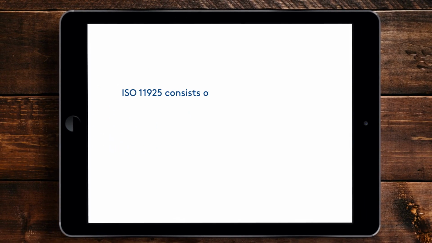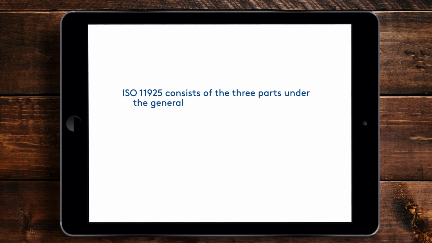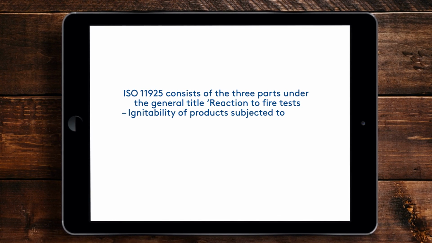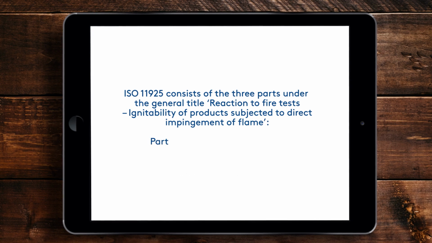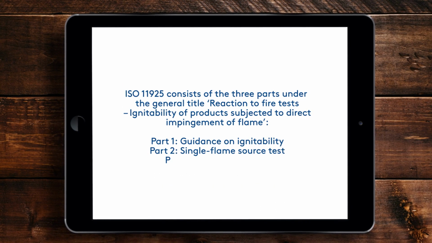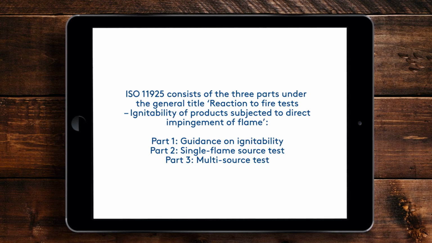ISO 11925 consists of 3 parts under the general title Reaction to Fire Tests, Ignitability of Products Subjected to Direct Impingement of Flame. Part 1, Guidance on Ignitability. Part 2, Single Flame Source Test. And Part 3, Multi-Source Test.